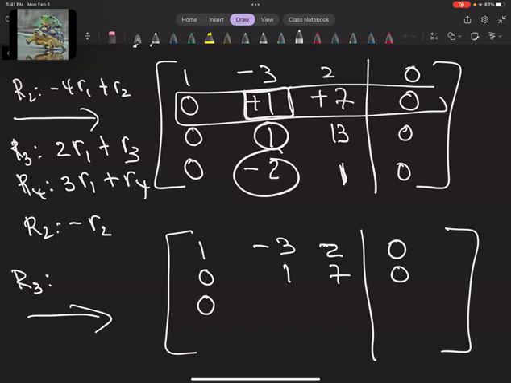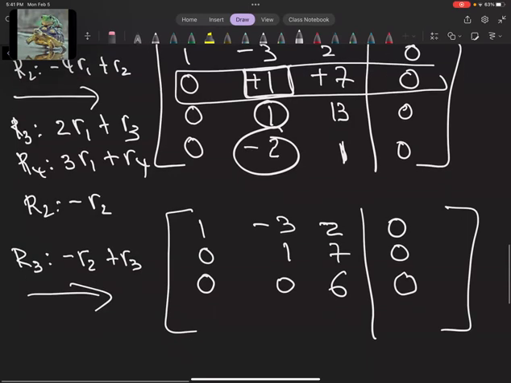But how do I write it? So that'll be minus row 2 plus row 3, right? Yes. Because then it gets this minus, will be minus 1 plus 1 is 0. Then minus 7 plus 13 is 6. And then 0, right?